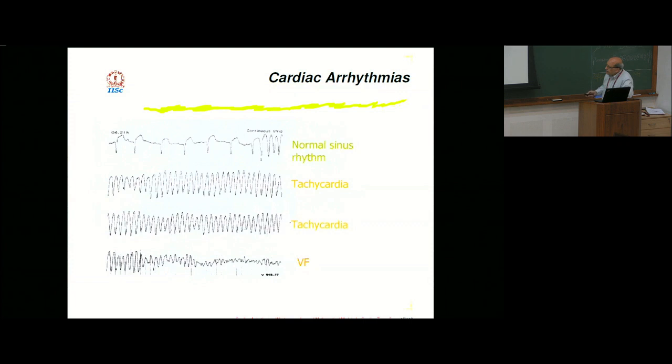And then something even worse happens here. Even the untrained eye can see that it's not only fast, but it's also disordered in time, and that is ventricular fibrillation. And in the absence of medical intervention, from here to death is 2.5 minutes. That's all the time you have to act.